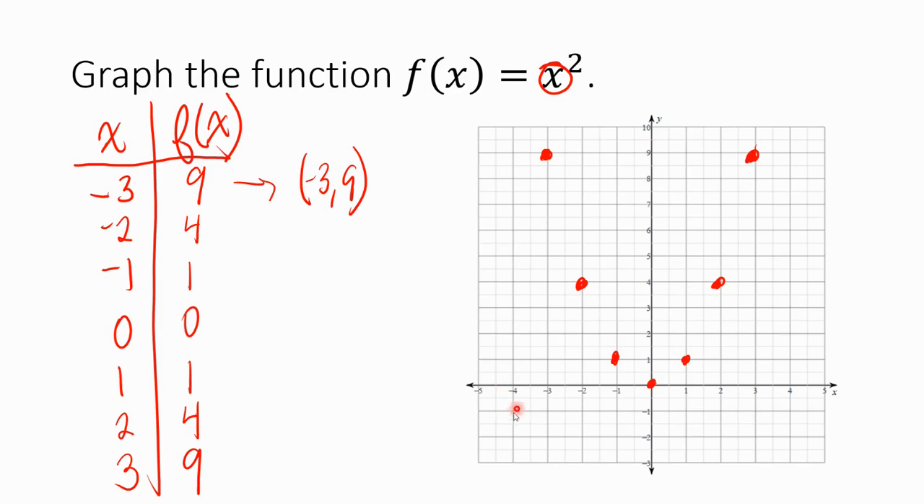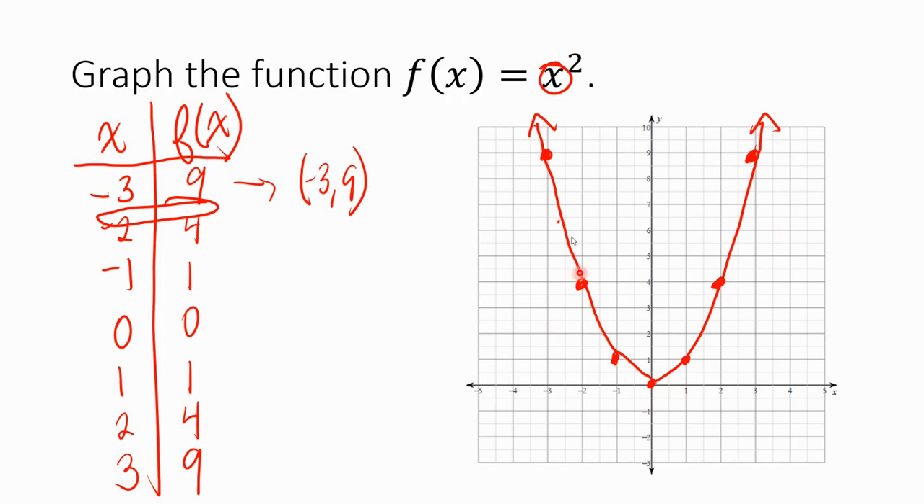All right, now we could input more inputs. We could do -2.5, but I'm willing to bet that if I input -2.5, the output would be somewhere in between 4 and 9, probably somewhere right around here, right? So we can go ahead and make that assumption and connect all of these points together and assume what goes on in between them. And it's probably going to continue upward as well. So here's our graph of f of x equals x squared.